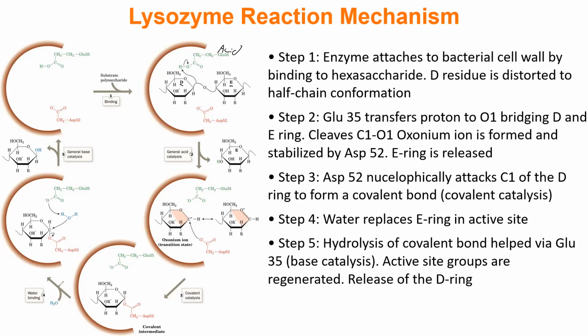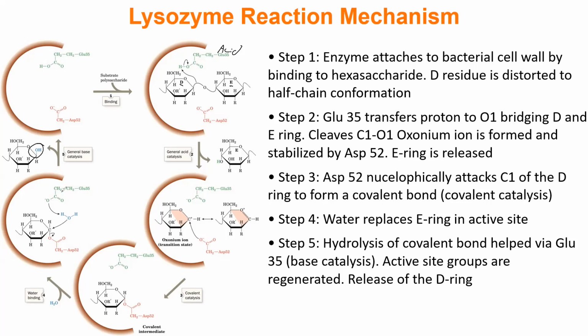And so what's going to happen is that water is going to come in. And by the way, since this is inside of a cell, water is used for mechanisms all the time. But water comes in, and the oxygen of water is going to attack the carbon of sugar D. Glu 35 needs to be protonated, so it's going to steal a hydrogen from that water. And Asp 52 can't be bound to D anymore. So during this, it's also going to break the bond between oxygen and carbon. And so sugar D is going to be released.